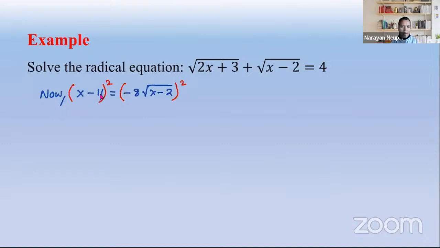Here we have x minus 11 quantity squared. The meaning of that is x minus 11 times x minus 11.